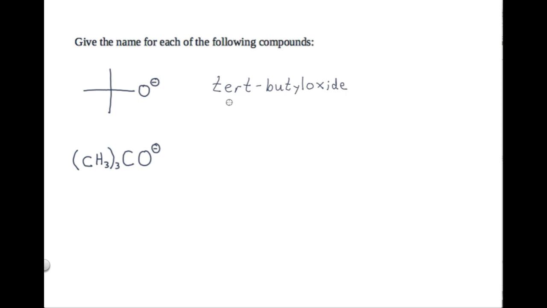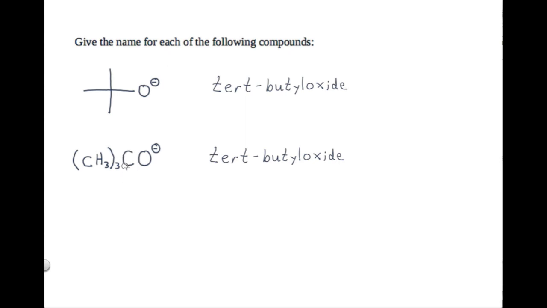Now, please pause the video and see if you can figure out a good name for this compound. Did you try that? Did you realize that this compound is the same compound as this one? These are the exact same compounds, just written in different notation. So this is, again, tert-butyl oxide. This compound is tert-butyl oxide written with bond line notation. And this compound is tert-butyl oxide written in what's called condensed notation.